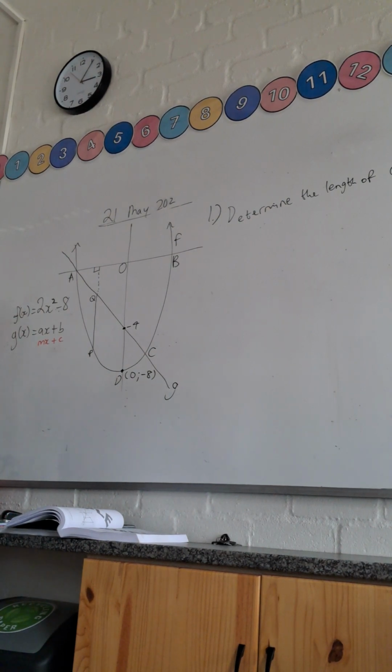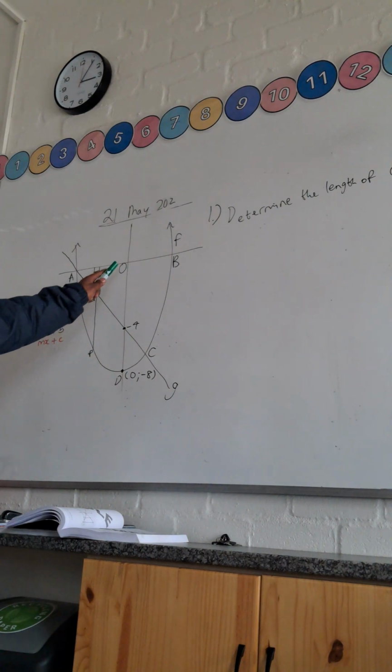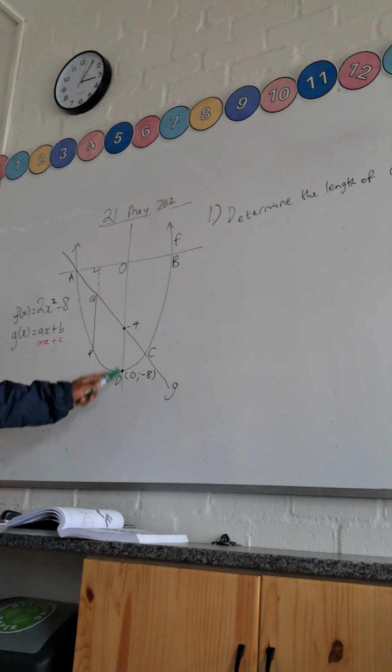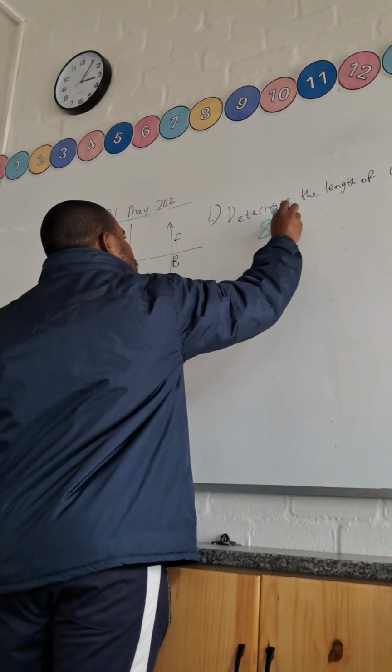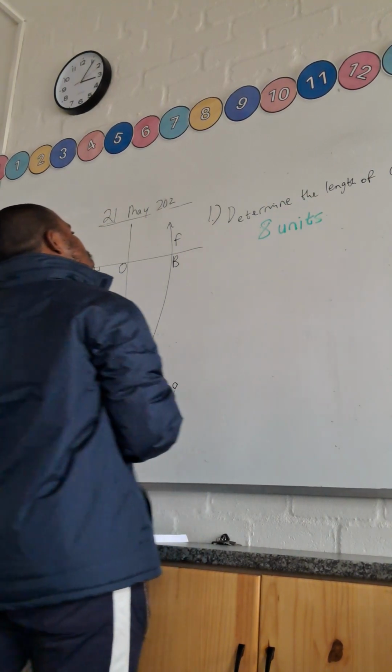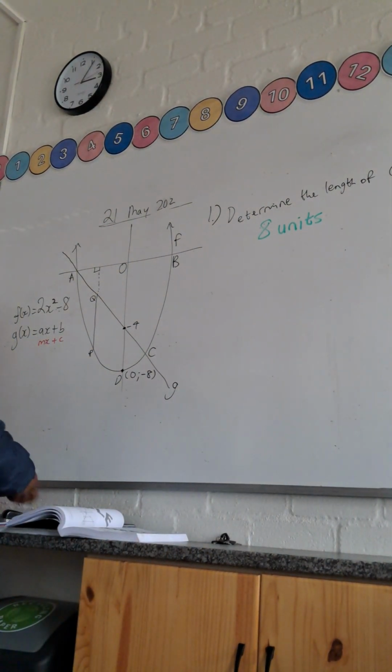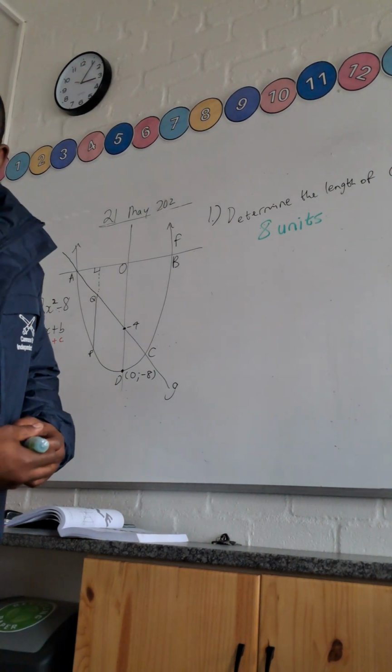It's here too. And then you just do the difference. So what is the length of OD? From 0 straight down, it's 0 to 8. So it's 8 units. Okay. Simple, 8 units. So OD is actually just 8 units. That's it. 8 units.